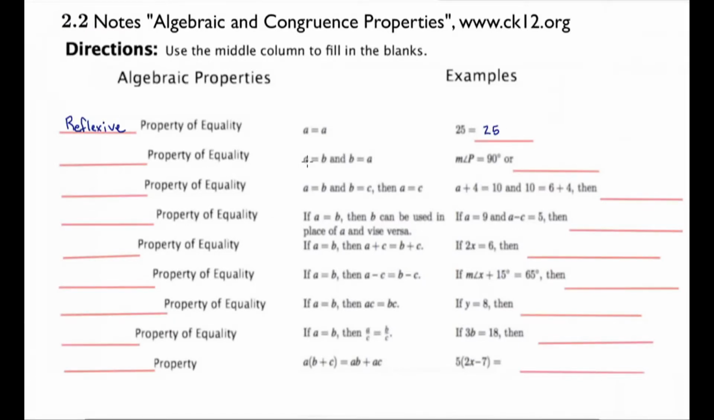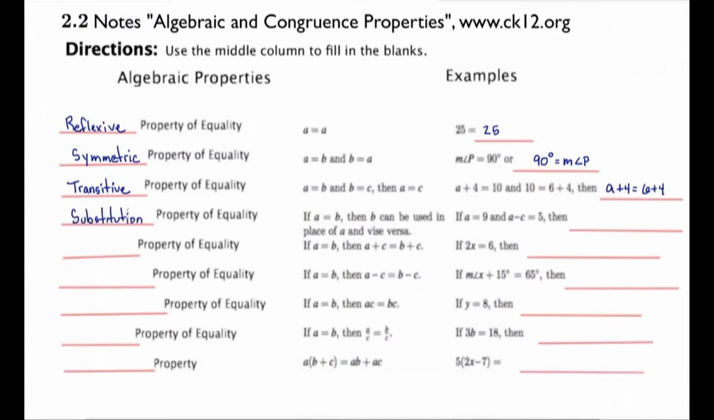The symmetric property of equality states that if A equals B, then B equals A. So if the measure of angle P equals 90 degrees, we could say 90 degrees equals the measure of angle P. The transitive property of equality states if A equals B and B equals C, then A equals C. And you can see an example for that one.